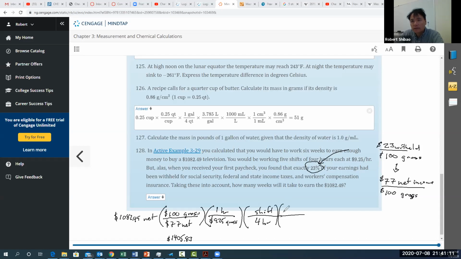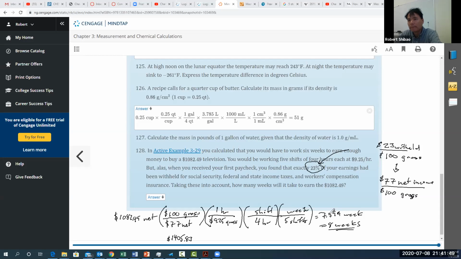And then how many shifts? 5 shifts per week. So how many weeks is that? So I'll do that divided by 9.25, divided by 4, divided by 5, 7.599 weeks. In other words, this is gonna be 8 weeks. This person is gonna have to work 8 weeks, not what we calculated earlier.